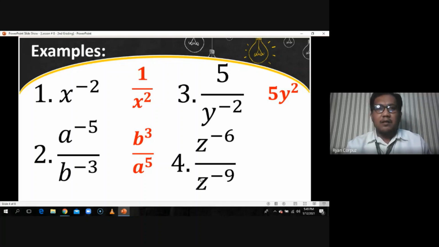So magiging z. Just copy the base z, then subtract their exponents. So magiging 9 minus 6, which is equal to 3. So the answer to number 4 when we simplify is z cubed. So that's how we answer example number 4. Hopefully naintindihan yung first 4 examples. So para mas maintindihan pa natin, let's try more examples.